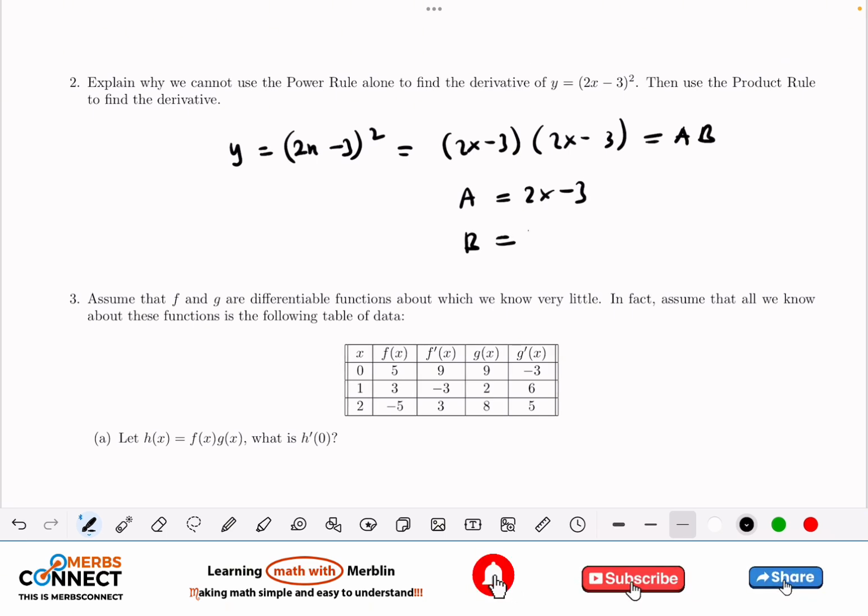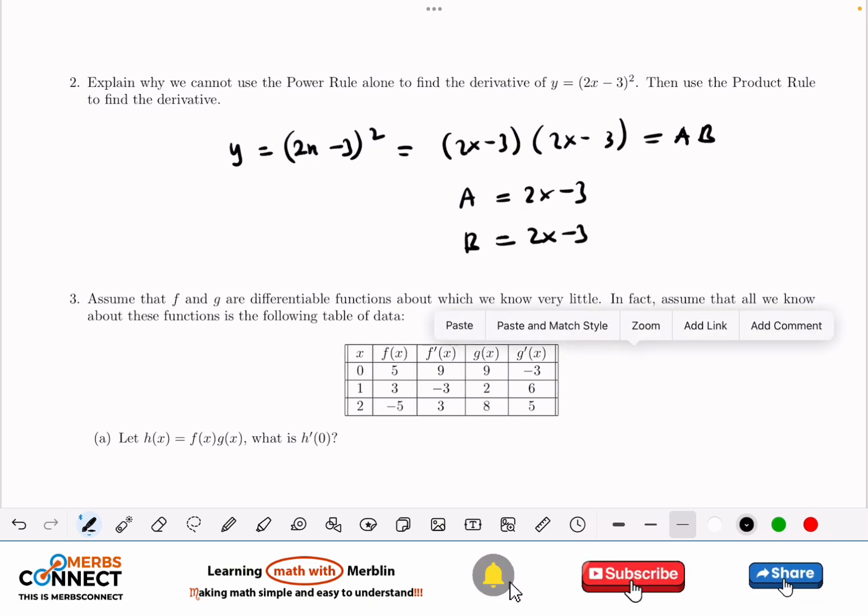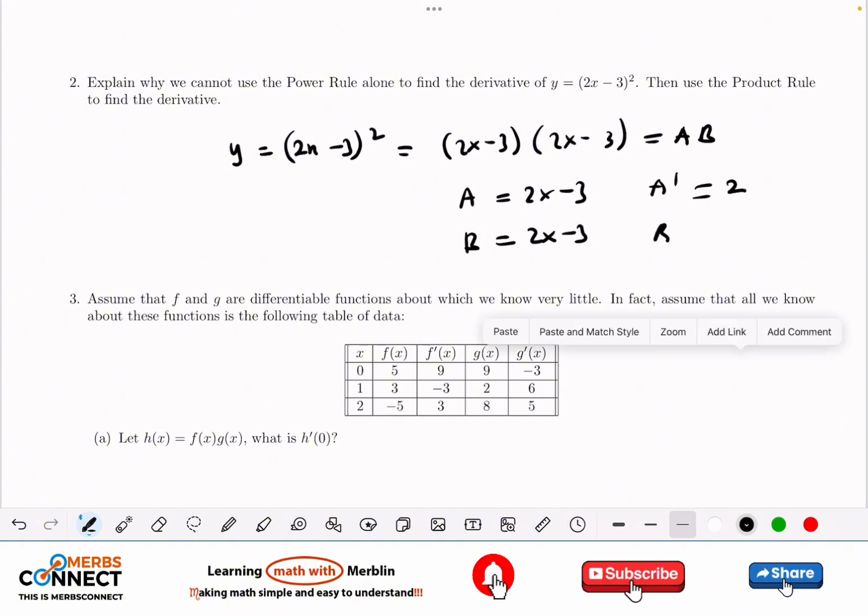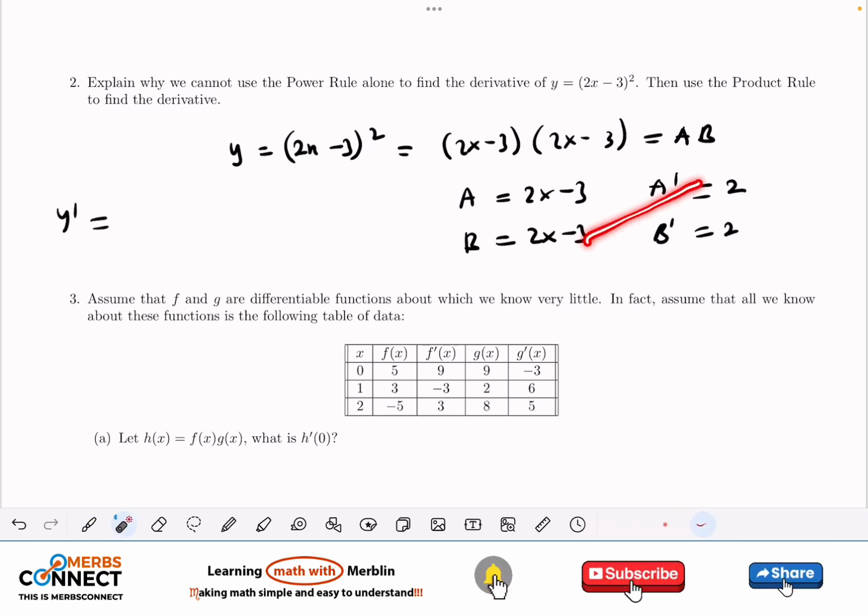So I like picking my a, picking my b, then I find my a prime, which will be 2. I find my b prime, which is also going to be 2. Then y prime will be equal to this times that. So I'm going to have 2 times (2x minus 3) plus 2 times (2x minus 3).